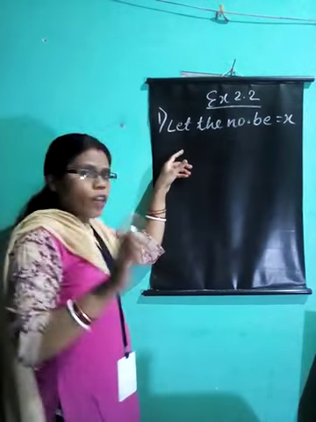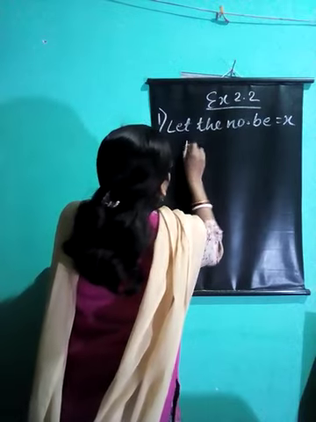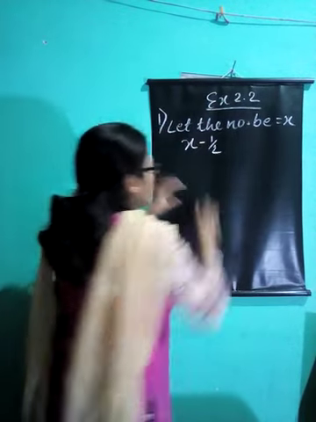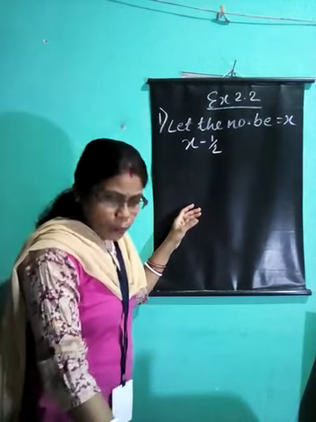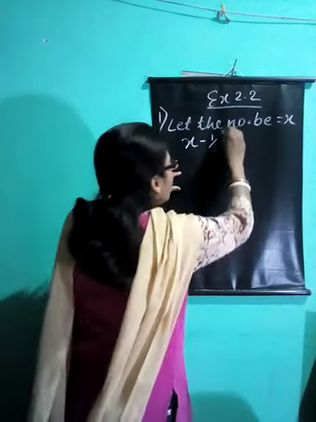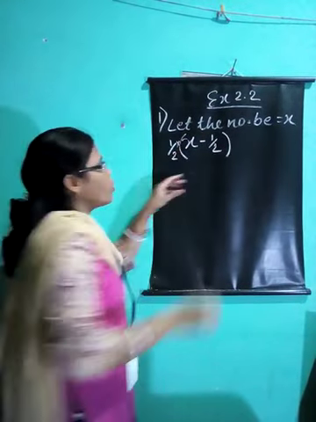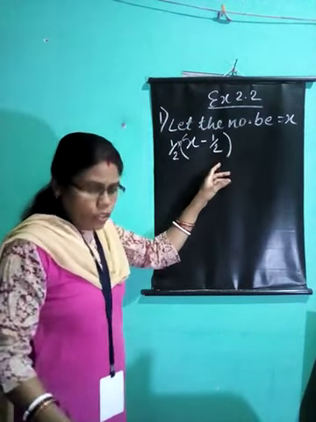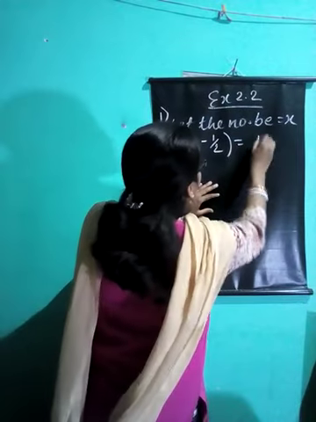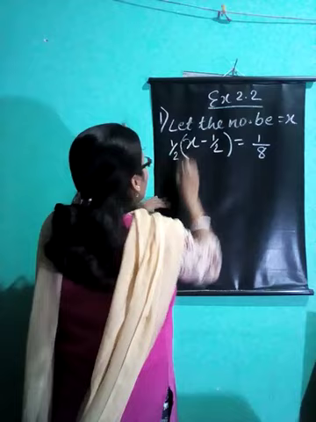Now what you have to do? You have to subtract 1 by 2 from that number. So subtract 1 by 2 from the number. So this is your number. From this you are going to subtract 1 by 2. Then multiply the result. After subtracting, you got this result, x minus 1 by 2. Now you multiply this result. So this is 1 by 2 into (x minus 1 by 2). You get 1 by 8. So your result will be 1 by 8. Now this is your equation. You solve this equation and you will get the answer.